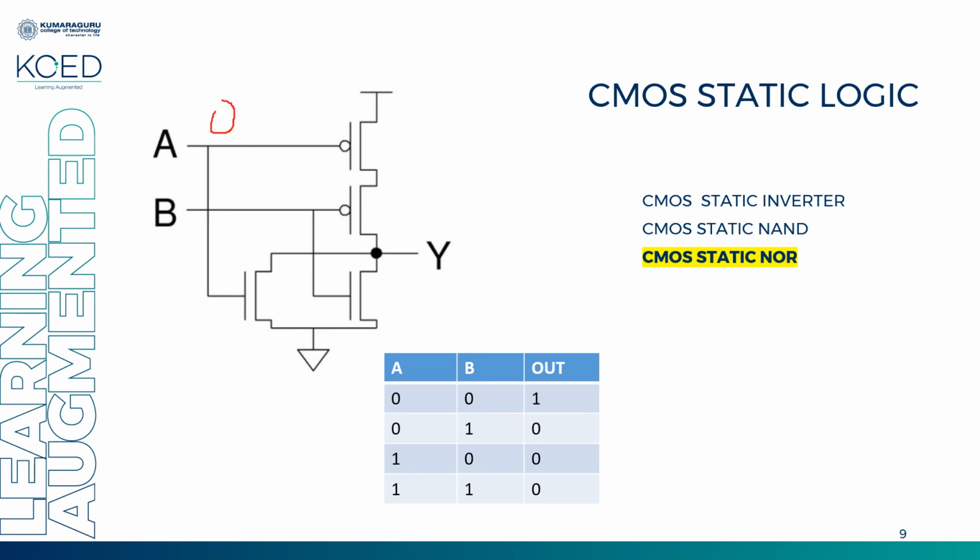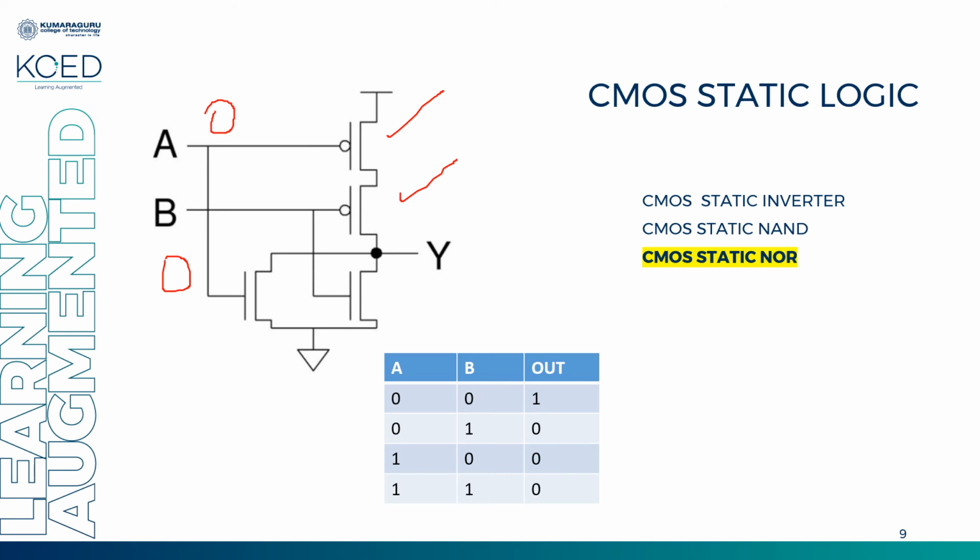Okay, now first combination. A is 0, B is 0. Both the zeros will turn on both PMOS. Both of the NMOS will remain in off condition. So you have a path from supply to output. My output is 1.